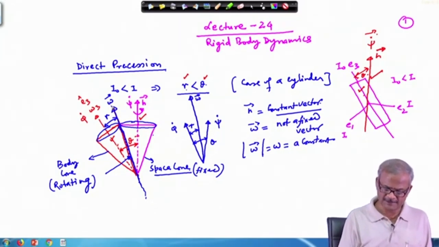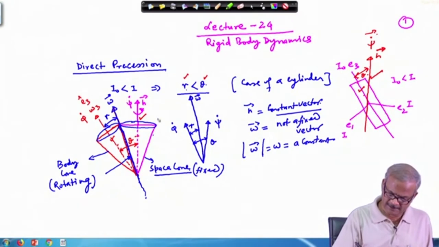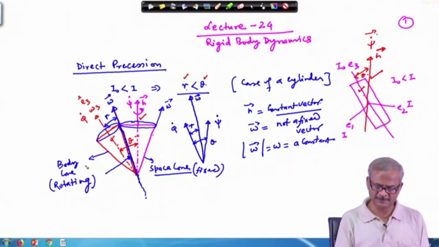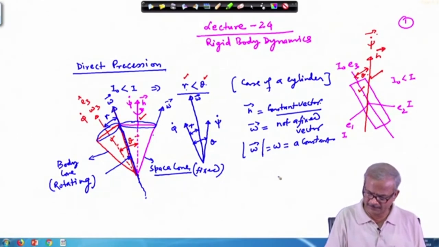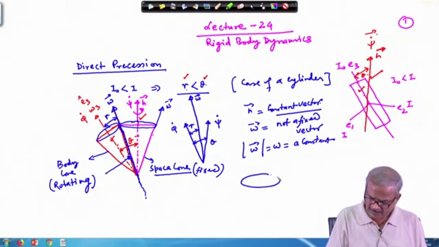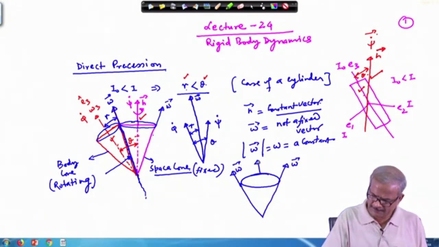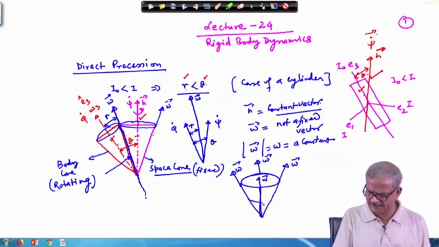So, how is the vector direction changing? You can see that right now it is here, after some time this omega will come here in this place. Sometimes it will be here, in the opposite direction and so on. All the cases I cannot show on this figure, but if this is your space cone, omega lies along this direction, sometimes it will be here, sometimes it will lie on this surface like this. So, it is rotating continuously, all the way from here to here.